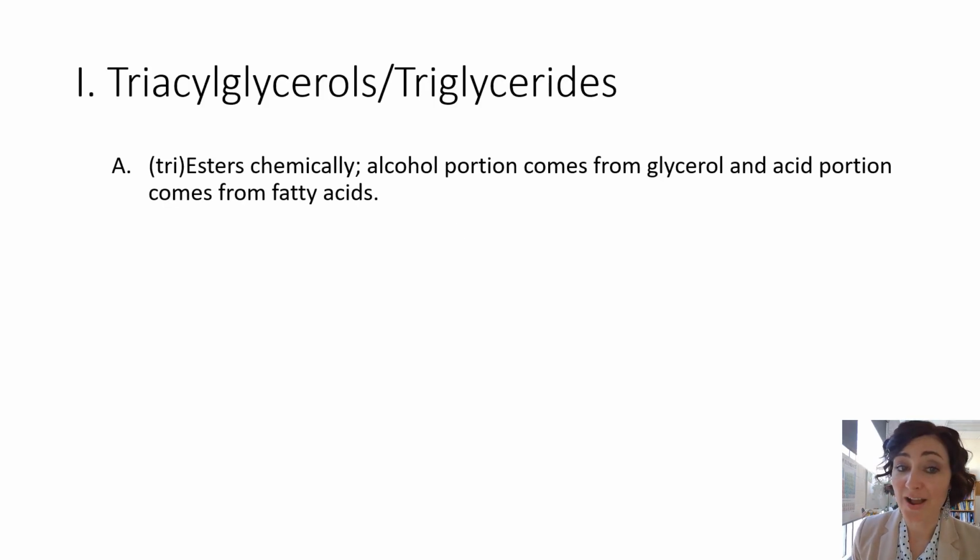Triacylglycerols are essentially triesters. There's going to be 3 ester bonds in them. The alcohol portion, so the alcohol side of the ester, is going to come from a special alcohol that we call glycerol. You are going to have to memorize the structure. Will come up soon. And you also have an acid portion, so the carbonyl portion of the ester is going to come from fatty acids. So you can imagine that we're going to have these really long carbon-hydrogen chains, which comes from our fatty acids.